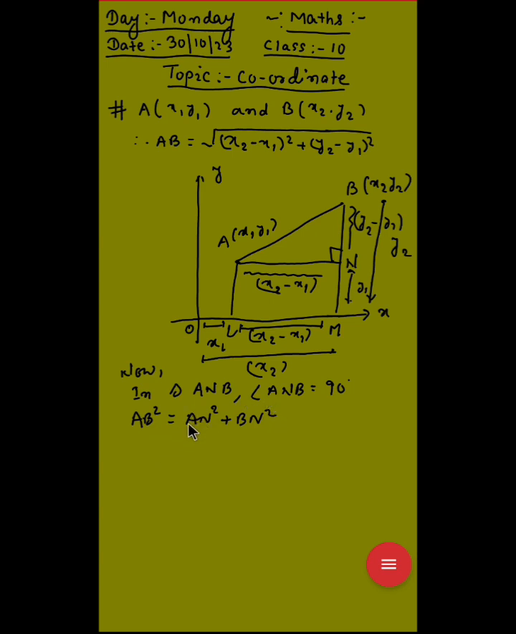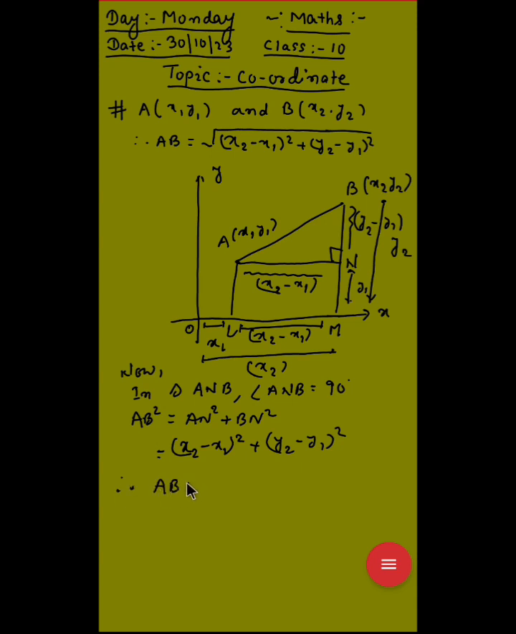Now simply I am going to substitute the value of AN, and similarly the value of BN over here. With the help of the figure we already defined the value of AN. So AN is defined by x2 minus x1, so it is a whole square. So I have written x2 minus x1 whole square plus BN. Again we are calculating the value of BN from this figure. It is defined by y2 minus y1. So I have written over here y2 minus y1 whole square. Now simply we are going to find the value of AB.